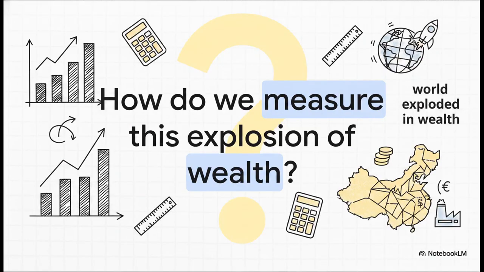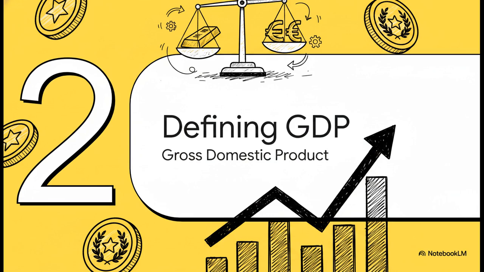So, looking at these historical spikes and modern economic races brings up a pretty fundamental question. When we hear that China is growing, or that the world exploded in wealth, what are we actually counting? How exactly do we measure this massive explosion of wealth with any kind of real mathematical accuracy? Which brings us to Section 2, defining gross domestic product.